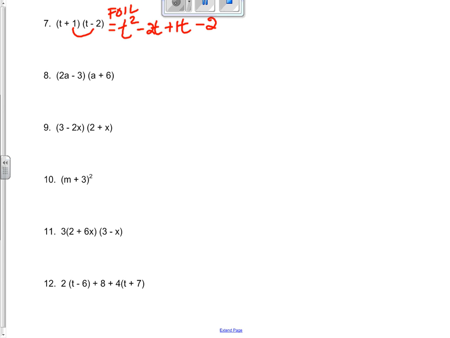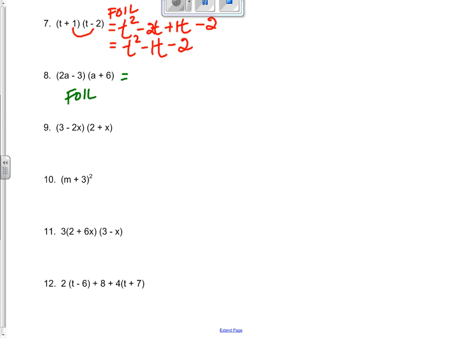We are always required to simplify and write it in prettiest form, simplified form. We have t squared. We have negative 2t plus 1t, which would be negative 1t. You may or may not wish to write the 1. Take away the 2. Done. Another FOIL problem. Just a good check sheet.